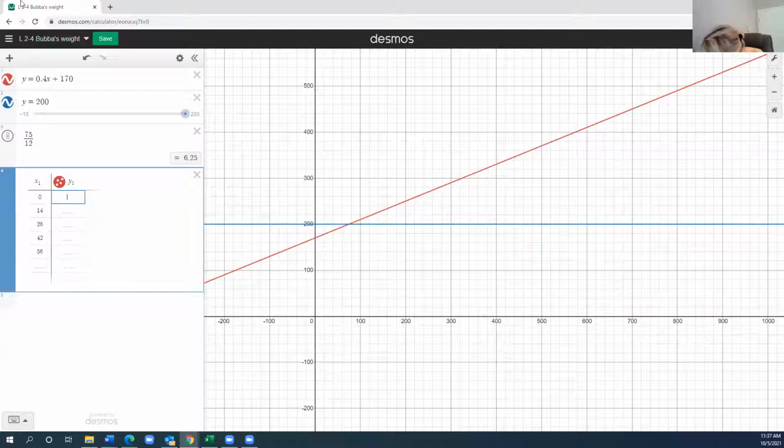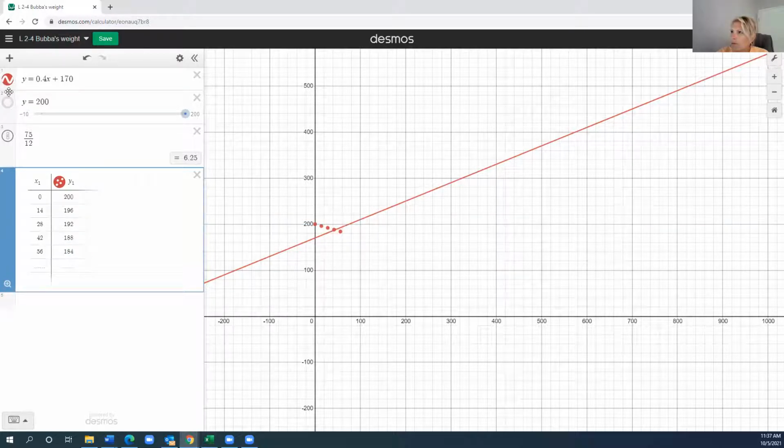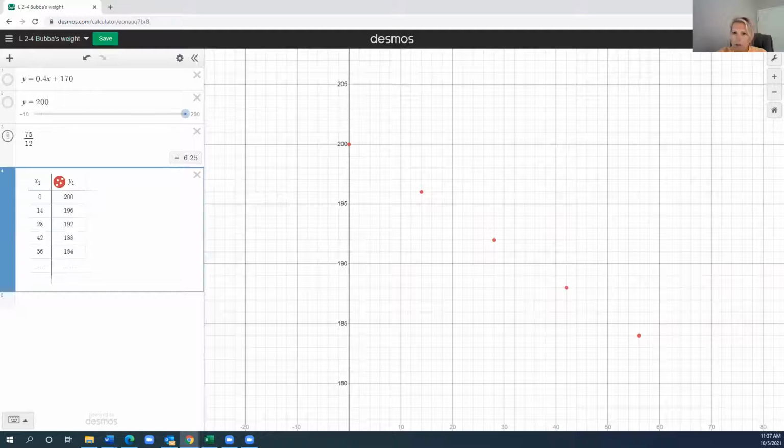Okay, and then his weight was 200, 196, 192, 188, and 184. Okay. So I'm going to go up here and turn off my blue and my red equation from before. I'm just going to show my dots here and hit my magnifying glass to show my data of him losing weight. So he was at 200, 196, 192, 188.